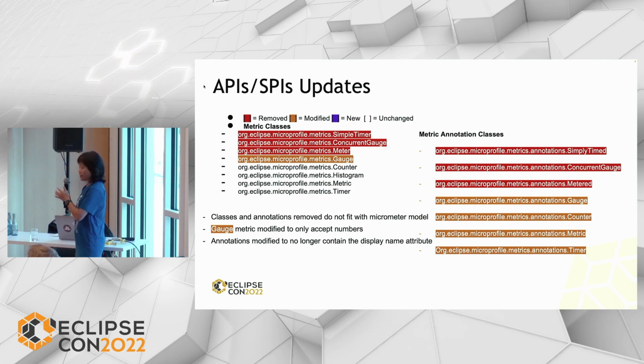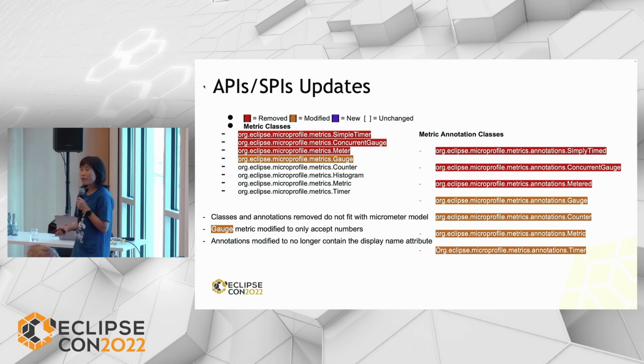There are a lot of API and SPI updates in this metrics project. The red is removed, the orange is modified, and this is new. You can see SimpleTimer, Meter, etc. are being removed. Also the SimpleTimer, the ConcurrentGauge, and the Meter are being removed. And Gauge, Counter, Metric, and Timer are being updated. So this is unchanged. Any of you using MicroProfile metrics at the moment?